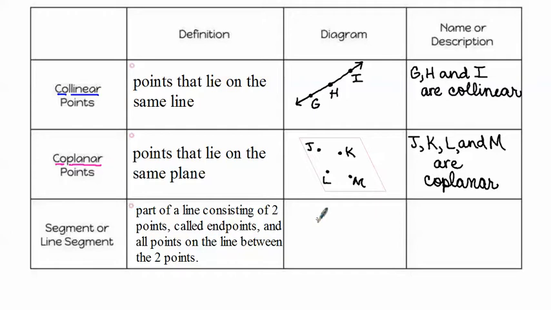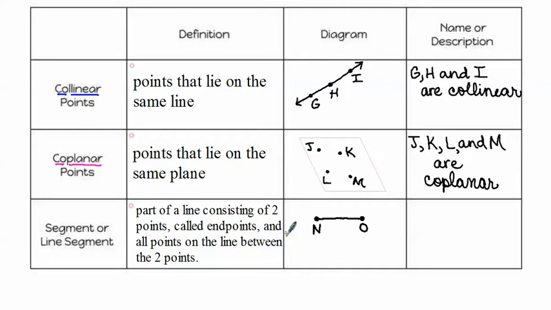So let's start by drawing a segment. In the definition, it says that it's part of a line, not a whole line, part of a line consisting of 2 points called endpoints. So that means these 2 points that I've drawn are endpoints. We're going to call our endpoints in this case N and O. And the segment consists not only of those 2 endpoints, but all the points on the line between them. And that's where we get the segment that we're so used to.